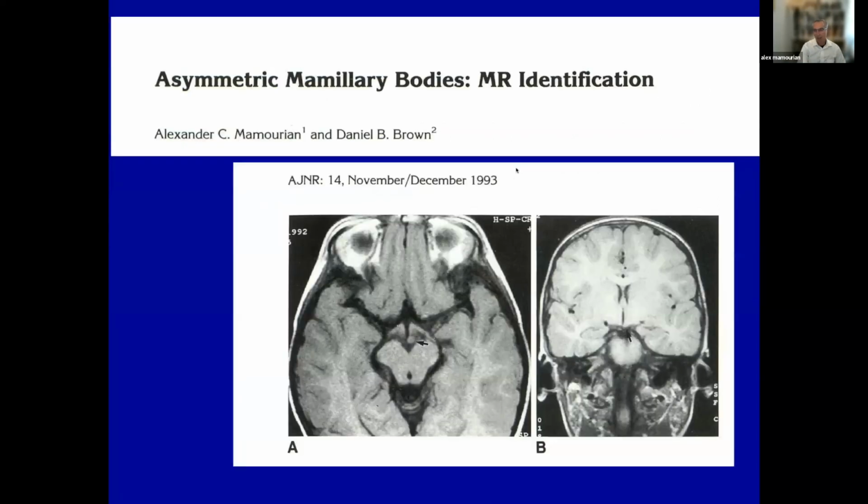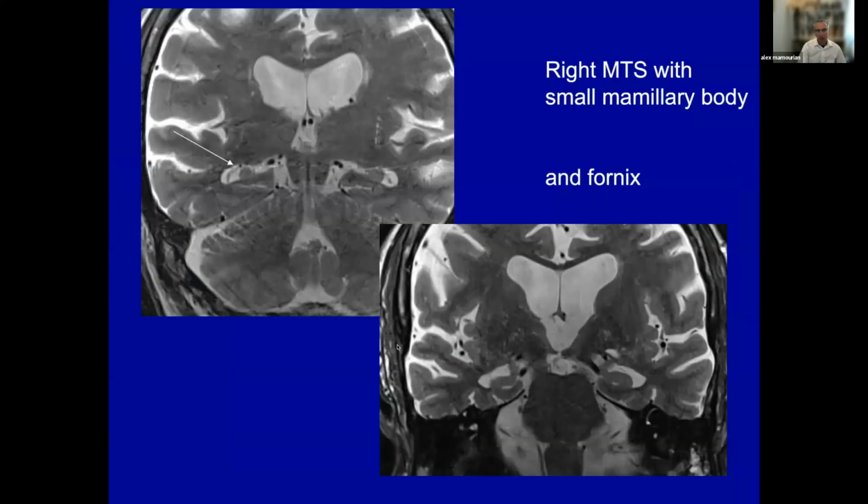And I can sort of speak from my looking back in my old days. This is 93. This was actually a medical student I was working with, and this was the first publication that identified this asymmetry of the mammillary body in epilepsy. Here you see the absence on the right side. This is a patient, just to illustrate the small fornix you can see on this side and small mammillary body on this side in a patient with mesial temporal sclerosis.